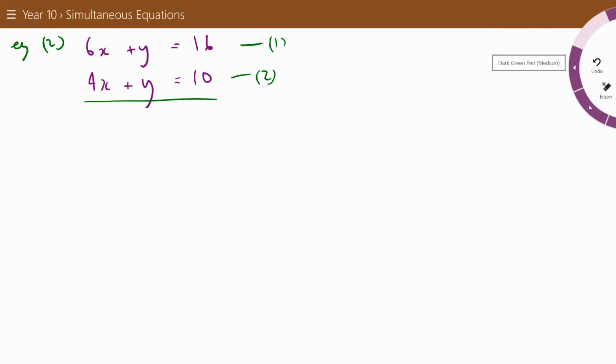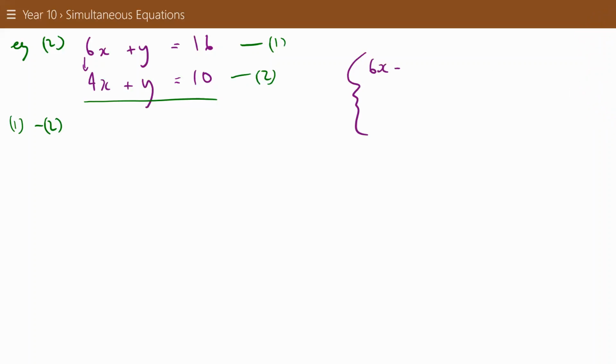So what we need to do is say equation 1 minus equation 2. So 1 minus 2, 6x minus 4x equals 2x. So I put 2x because we're going downwards. y minus y equals 0. That is what we have eliminated.